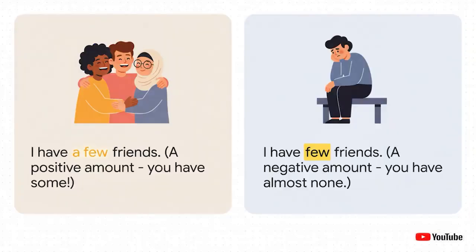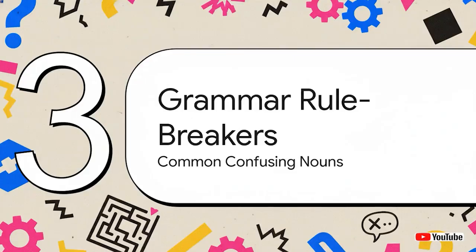Okay, pay attention here, because this tiny little letter A changes everything. If you say you have a few friends, that's positive. It means you have some, and you're happy about it. But if you say you have few friends, it sounds kind of sad, like you have almost none. It's the same with a little milk versus little milk. That one little letter completely flips the feeling of the whole sentence. It's amazing.